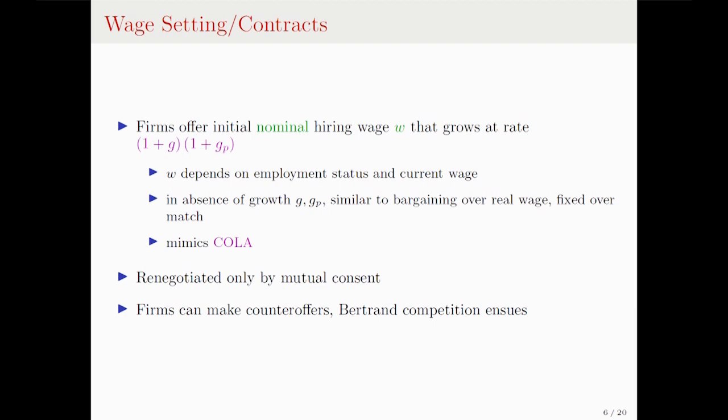So a way to think about this is kind of like a cost of living adjustment, where your wage is guaranteed to grow at the same rate as productivity, your real wage, that is. So this is renegotiated only by mutual consent, or only if there's a credible outside offer. So when workers match with outside offers, firms are able to make counteroffers, and Bertrand competition ensues.